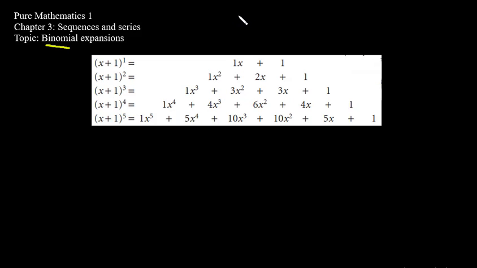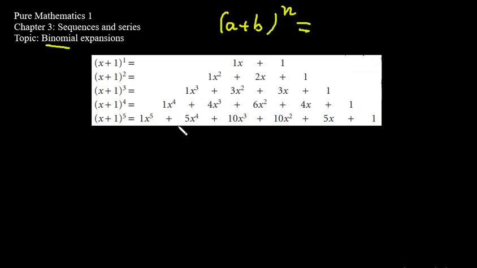Binomial expansion means that when you have two terms, where the word bi means two, in the form a plus b to the power n, we have to expand it into a lot of terms. Look at this example. I have the binomial expansions of x plus 1 from the power 1 to the power 5.